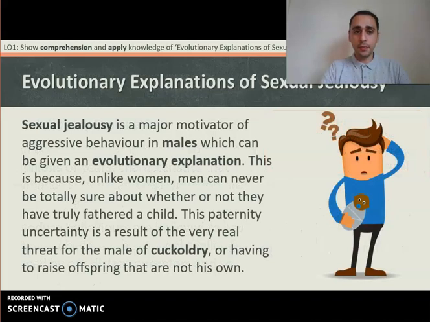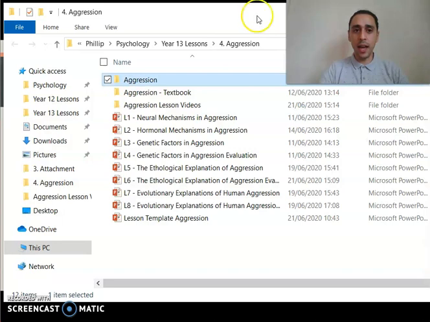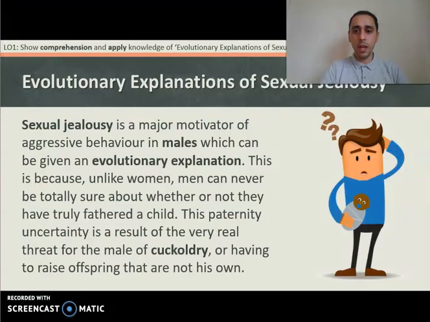Sexual jealousy is a major motivator of aggressive behavior in males, which can be given an evolutionary explanation. We can understand aggression in humans from an evolutionary perspective. Last lesson, we were having a look at the ethological explanations, which is similar to the evolutionary explanation but uses animals. So ethological means animal research, right?